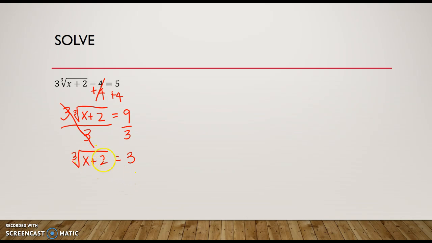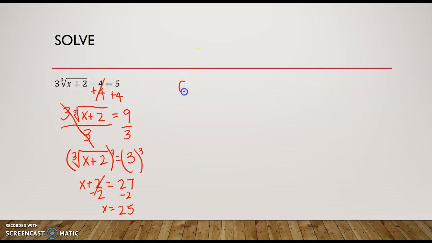I cannot do anything with this x plus 2 until I get rid of that radical. I cannot take it out unless I'm going to get rid of the radical altogether. To get rid of the radical, I'm just going to raise it to whatever power my index is, which in this case is a 3. So I'm going to raise both sides to the third power. That is just going to cancel out that radical. So I'm left with just x plus 2 on this side. And then 3 cubed is 27. And now I have a simple linear equation that I can solve by subtracting 2. So x equals 25.